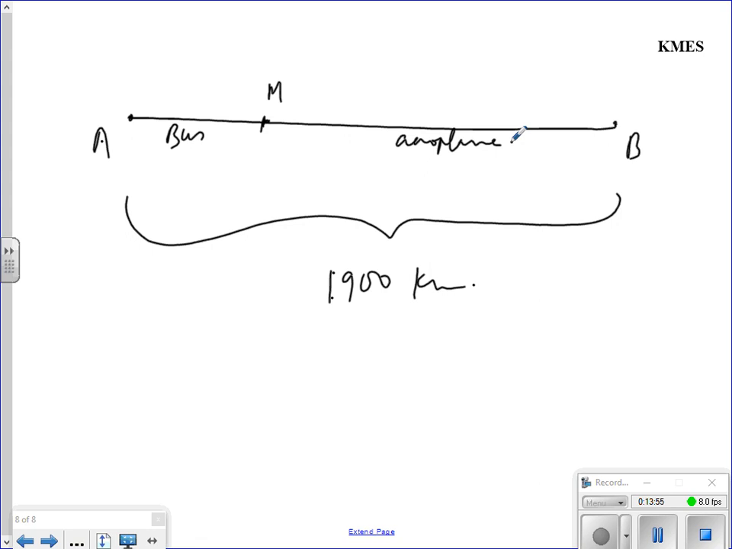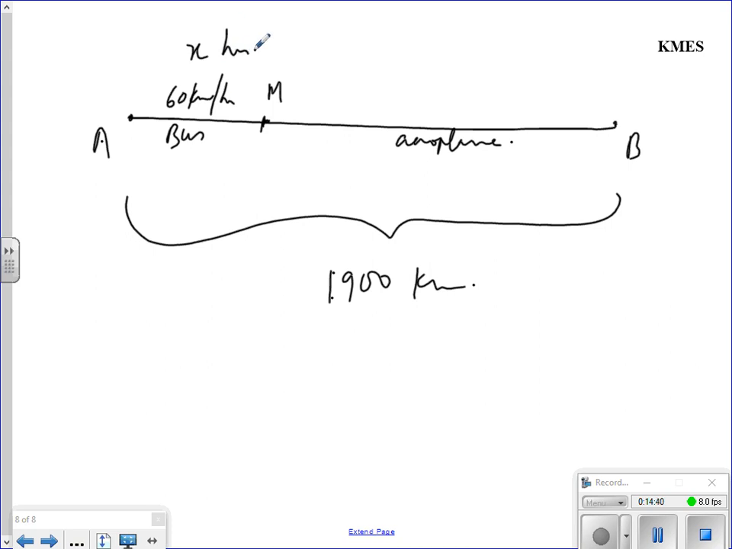So whatever be the speed of the bus or the speed of the aeroplane or the time taken by bus or aeroplane to travel this distance, the speed may change, the time may change, but the distance will always remain 1900 kilometers. That distance is never going to change. Now let us consider that from point A to point M, he is traveling in a bus which we know runs at a speed of 60 kilometers per hour. And to travel this distance from A to M, he takes x hours.